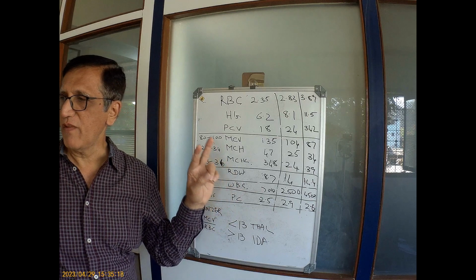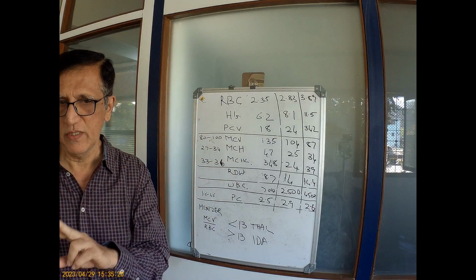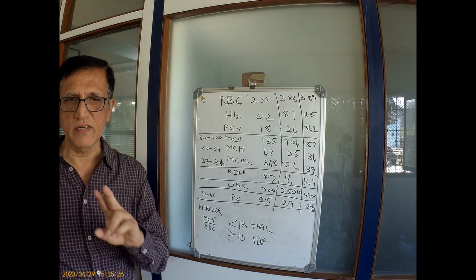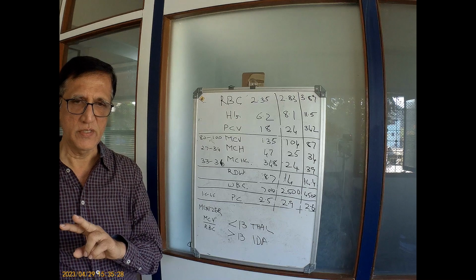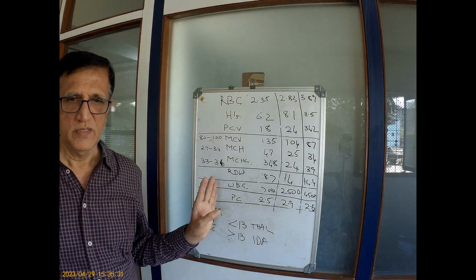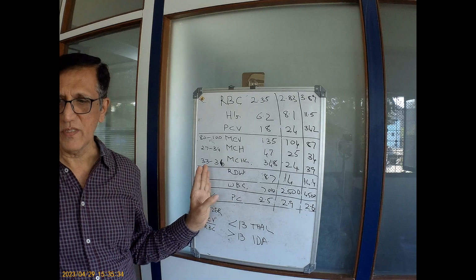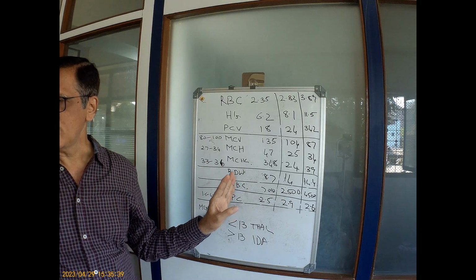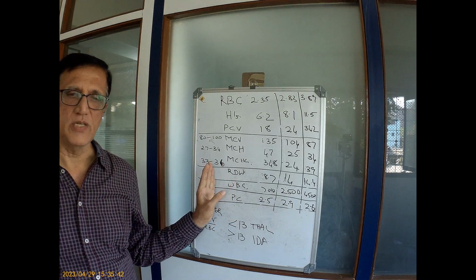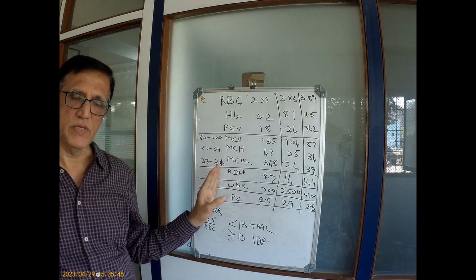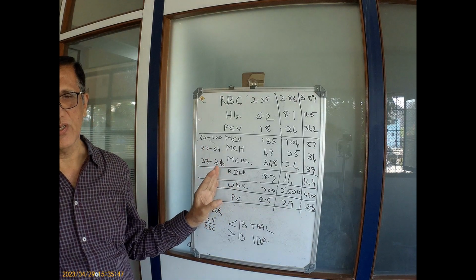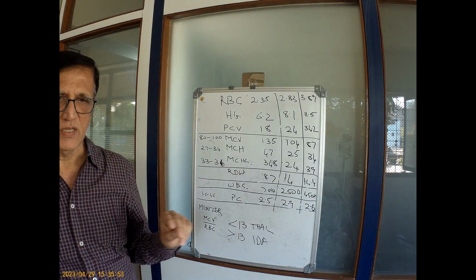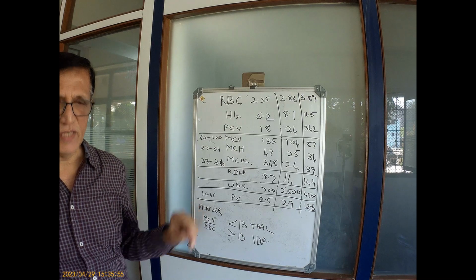Anti-intrinsic factor antibody. As the name suggests, it is an antibody directed against the intrinsic factor. So if it is present in a significant amount, then you know that you are dealing with a pernicious anemia. The second test that you can do is anti-parietal cell antibody.